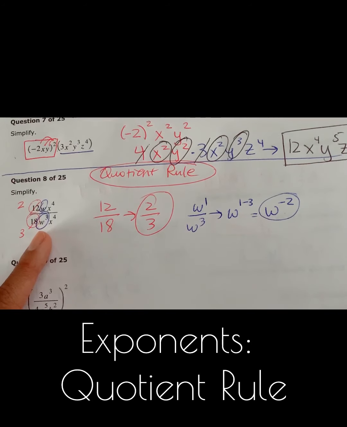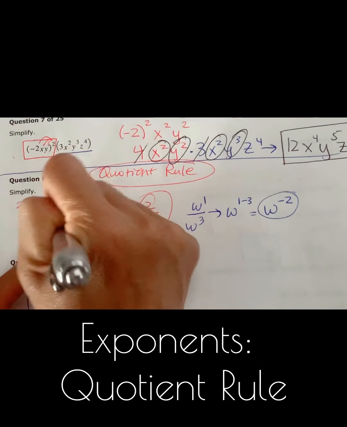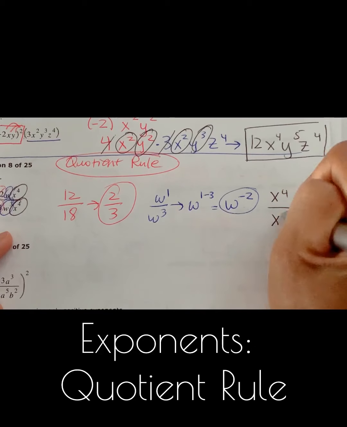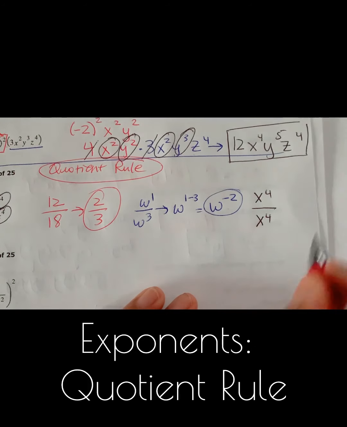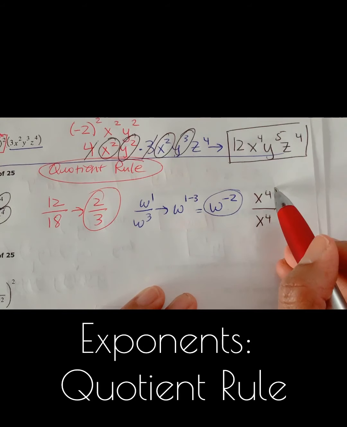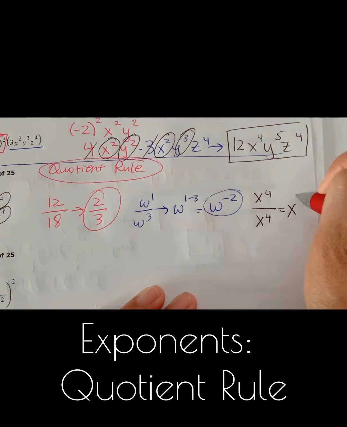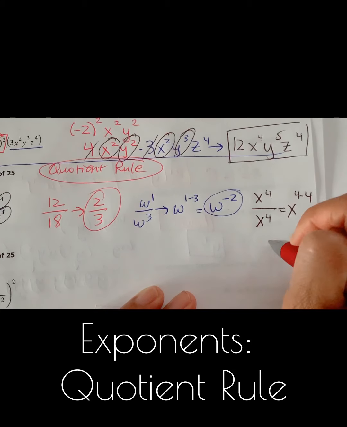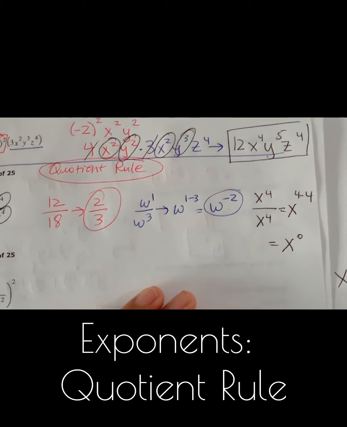Last but not least is x to the fourth divided by x to the fourth. So here, x to the fourth divided by x to the fourth, what does that become? Well, you could just think of it as canceling out and this becomes the number 1, or you could think of it as the top minus the bottom. x to the 4 minus 4 will just give you x to the 0 power.